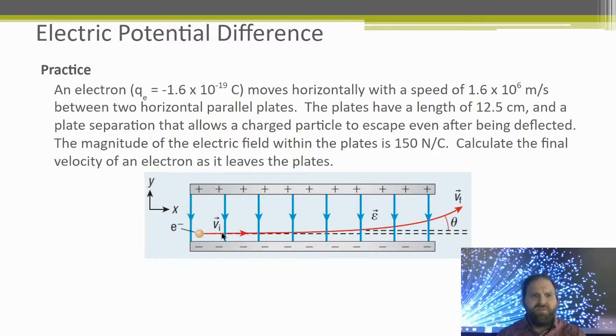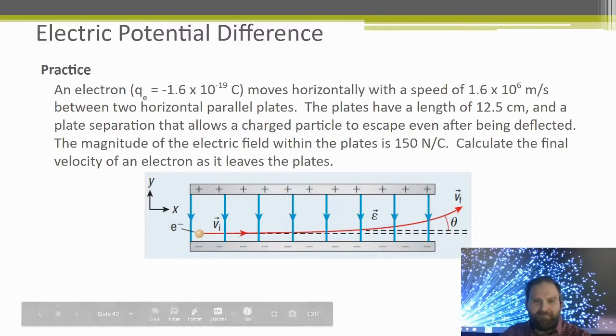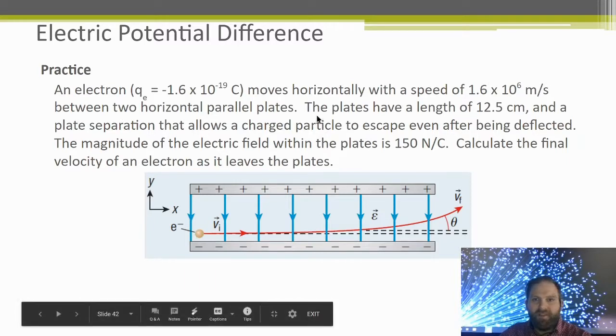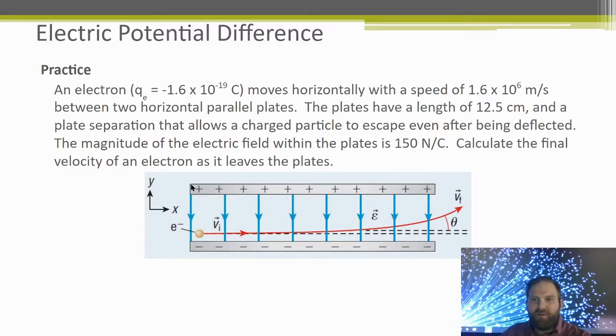I think this is probably the most difficult problem in this section, and it takes into account some Physics 20 material as well as Physics 30 material. So we have an electron. This is always the charge of an electron, 1.6 times 10 to the minus 19 coulombs. It moves horizontally with a speed of 1.6 times 10 to the 6 meters per second between two horizontal parallel plates in the diagram. These plates have a length of 12.5 centimeters, and this side allows the particle to escape, so it does escape.